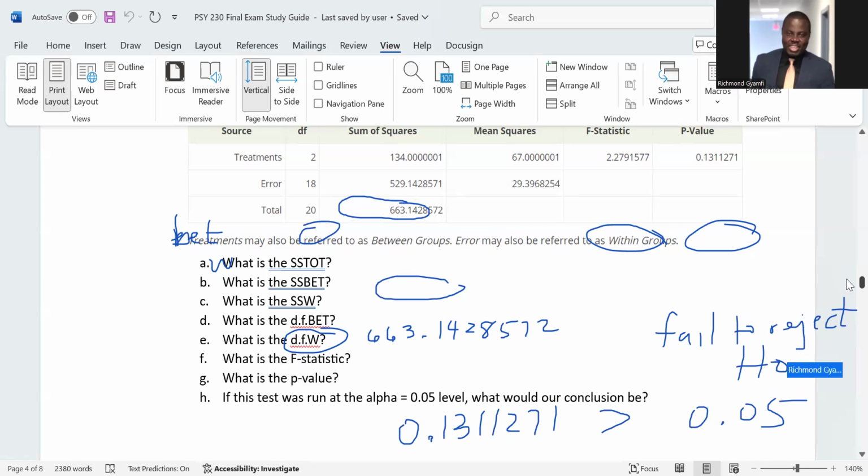So the same conclusions as we've done previously. If the p-value is greater than alpha, fail to reject H0. If the p-value is less than alpha, you reject H0. But here, the p-value is greater than alpha.